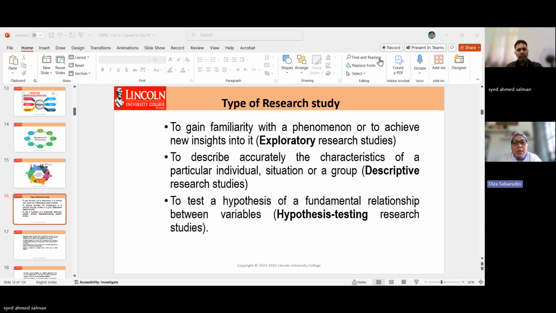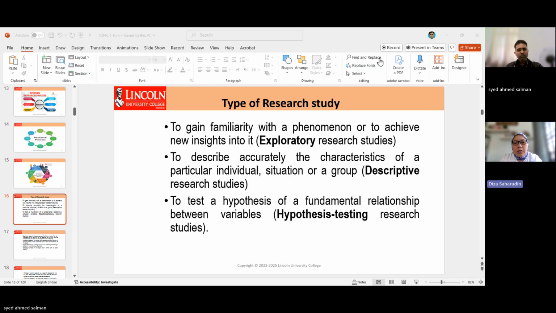Next is make informed decisions. Use the insight to guide strategic or operational marketing decisions, such as adjusting campaigns, product improvements or targeting specific market segments.